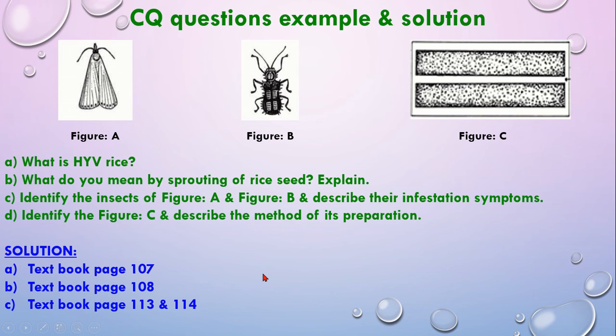Next question is identify the figure C. So you can get this question's answer on page number 109 of your textbook. This is the ideal seed bed of rice cultivation, and you can get the description of these seed beds. This is the dry seed bed or might be wet seed bed, so you have to explain the dry and wet seed bed as well for 4 marks. So this type of creative questions you can get in your final exam.